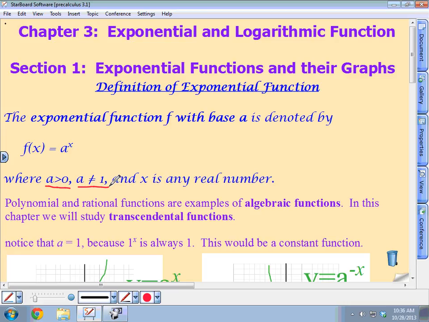So the first 2 chapters we spent learning about polynomial and rational functions. Those are algebraic functions. And so if you're taking notes, those are important because if you get a question to ask you, those are algebraic functions. In this chapter, we start studying the transcendental functions. So that's what these are. The exponential and logarithmic functions are transcendental.